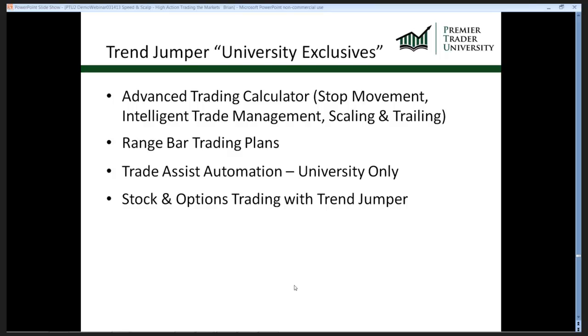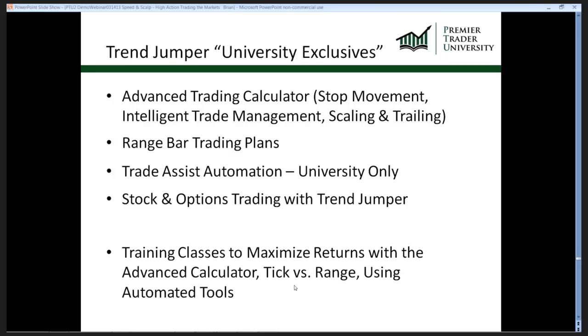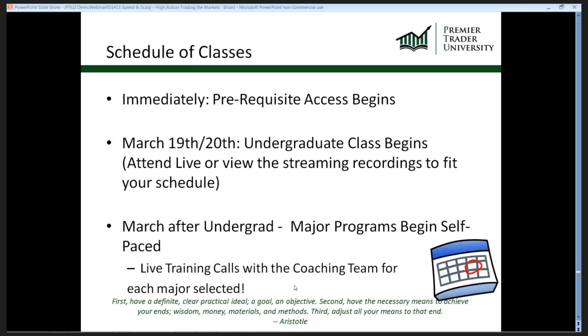You're going to get stock and options trading with Trend Jumper. We're going to train you how to utilize that potential tool, and the classes are set up to maximize your returns using the advanced calculator, tick range, and all the automated tools. So again, that class is coming up on March 19th and 20th, next Tuesday and Wednesday. For 2 days, we'll be going through the undergrad training. So you're just in time to get involved. You can go through the prereq videos, and you'll be ready to go for next week's class.